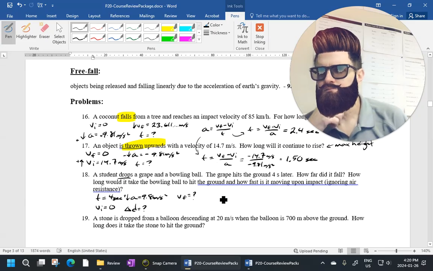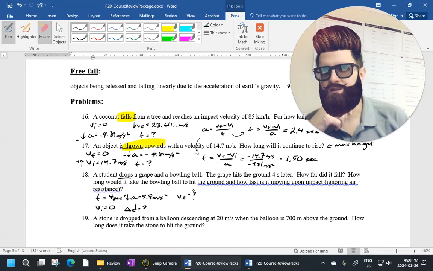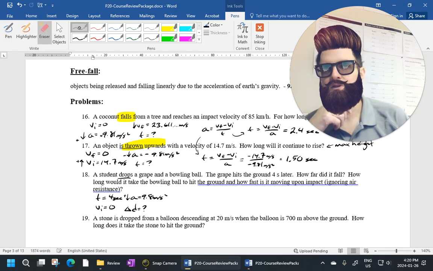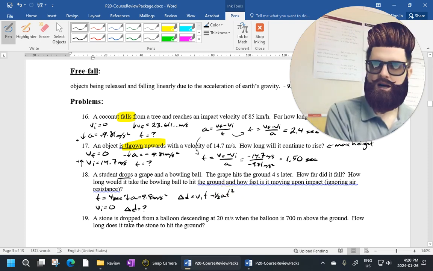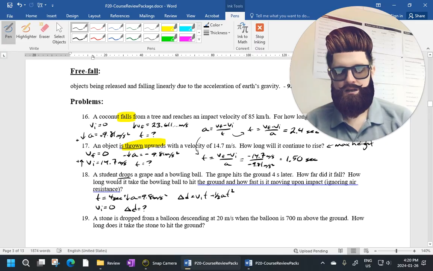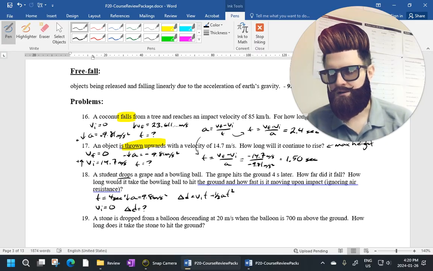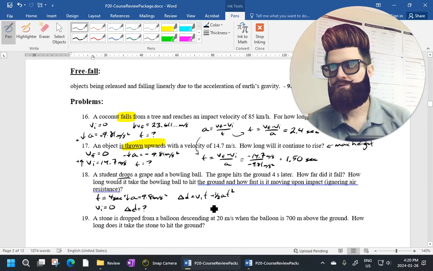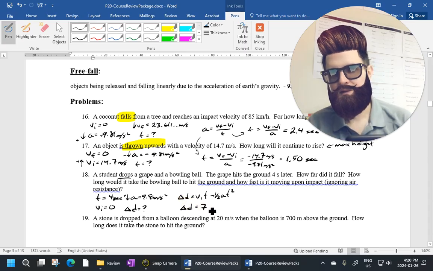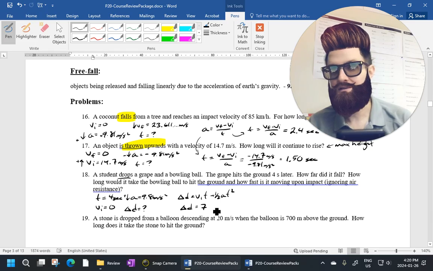So how far did it fall? That's a pretty easy one. Let's do that one first. So d is equal to vi t plus 1/2 a t squared. Don't even have to rearrange it. Awesome. So 0 times 4 is 0. Okay, that'll help. Okay, 1/2 times 9.81 times the time squared. So it fell for 70. Oh man. Okay, I'm going to write down the decimal, but there's only 1 sig dig here.